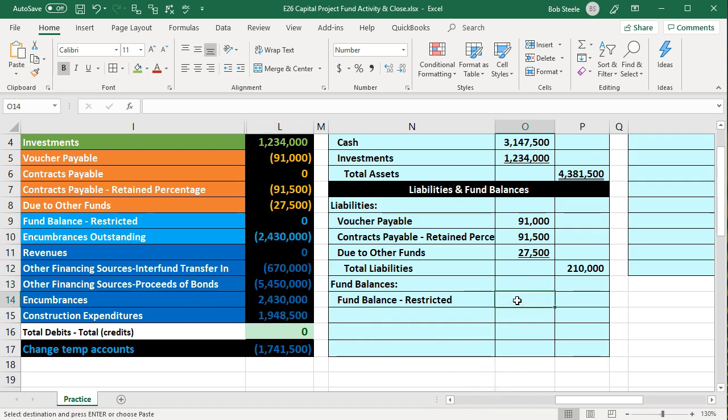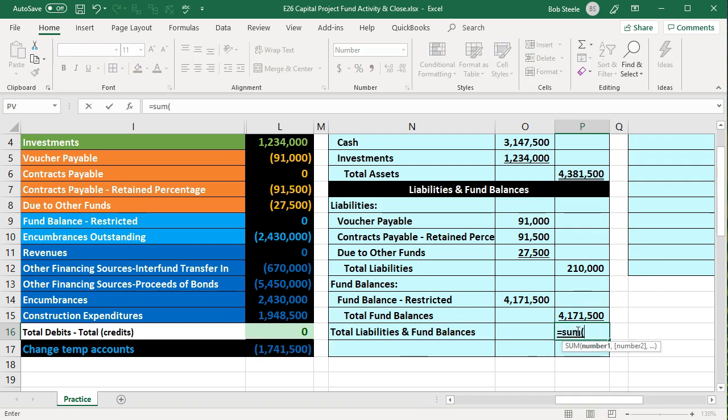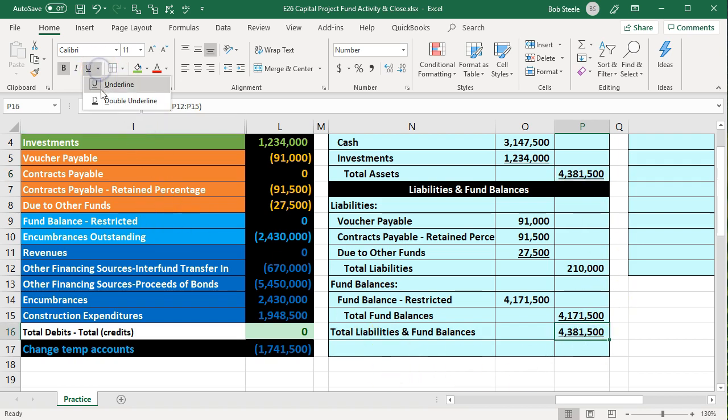So I'm going to say this is going to be the negative sum of these items. And there we have that. And I'm just going to bring that out as the total as well. So that's going to be the total. And then we'll have the total liabilities and fund balances below that. So total liabilities and fund balance, if we sum this up, we get the 4,381,500. That, of course, matches the assets. The assets matching the liabilities and the fund balance. So I'm going to double underline this one.